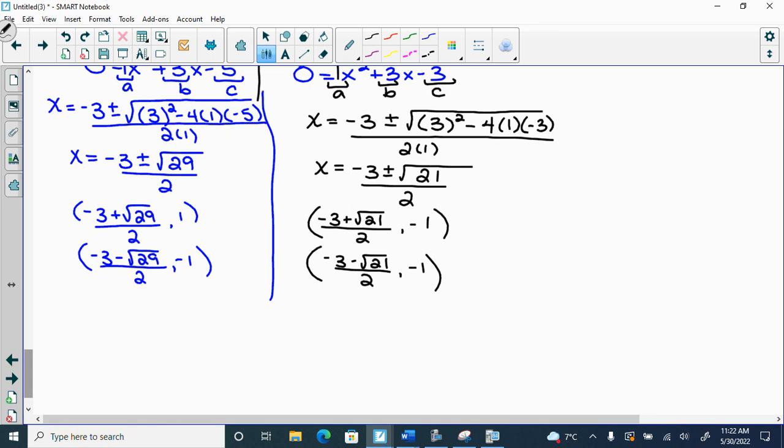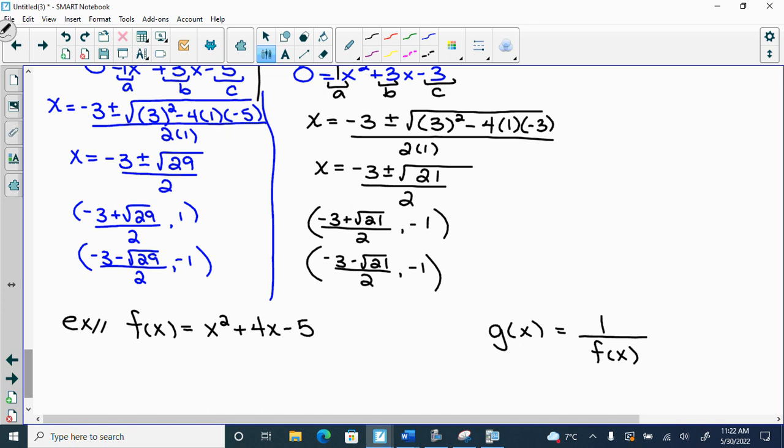So I'm going to give you an example. f of x equals x squared plus 4x minus 5, and I want e of x equals 1 over f of x. And what are the things I'm going to want?